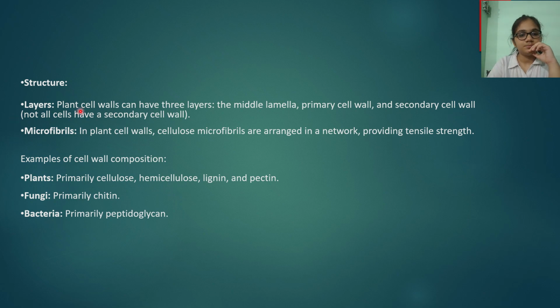Now structure. So the layers, if we see, plant cell walls can have three layers: the middle lamella, primary cell wall and the secondary cell wall. Not all cells have a secondary cell wall. So जो ये है आपका plant cell can have the three layers, that is the middle lamella, primary cell wall and the secondary cell wall.